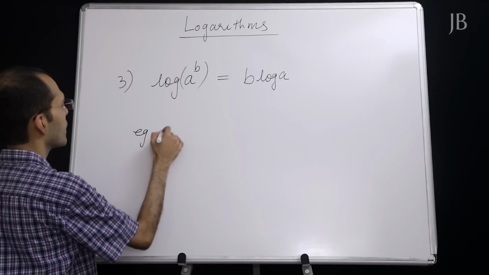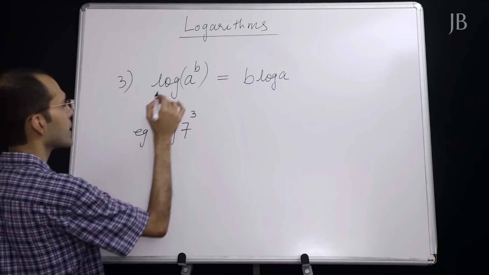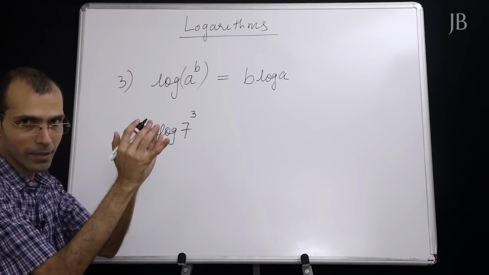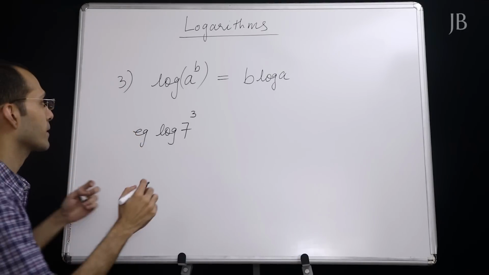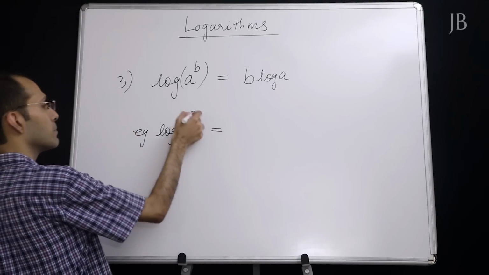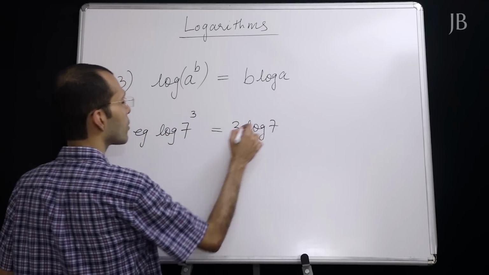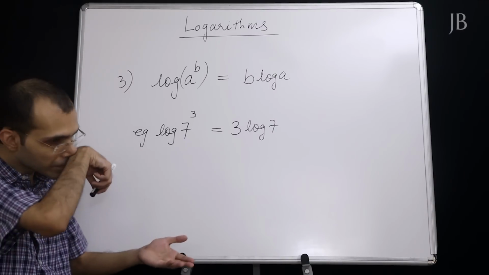Example, log of 7 raised to 3. So whose log are we finding? We are finding the log of 7 raised to 3. This will become 3 log 7. 3 log 7 means 3 into log 7. Okay.